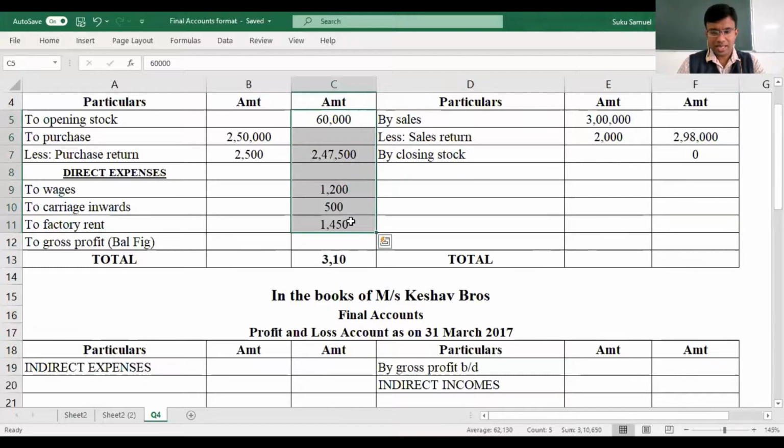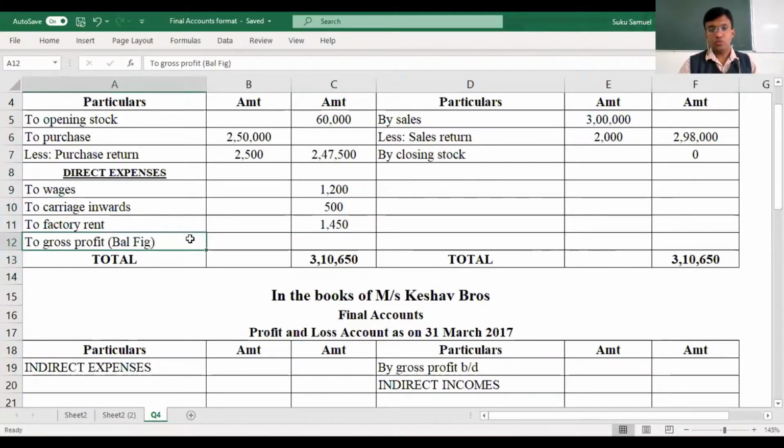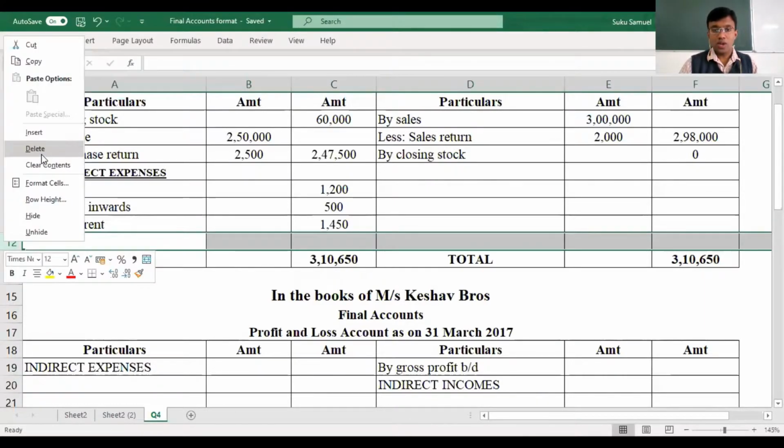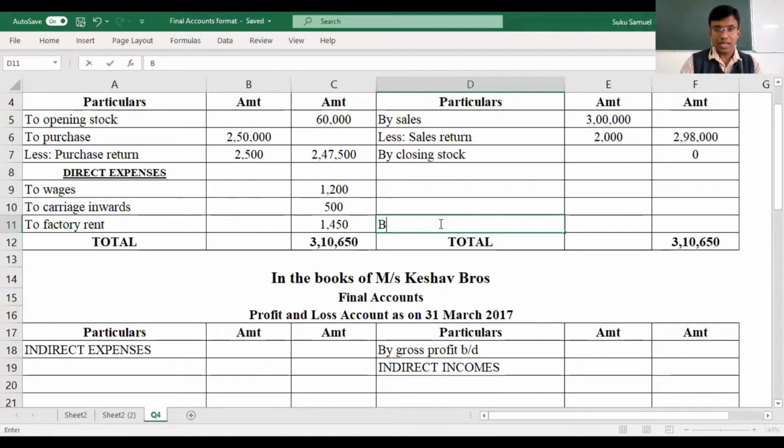It works out to be 3,10,650. So the total on the debit side works out to be 3,10,650, which means the credit side should also be 3,10,650. So in this case, the balancing figure will be falling on the credit side.